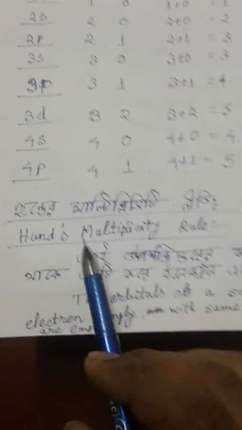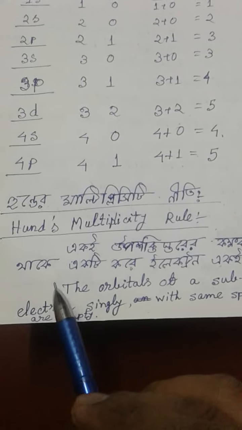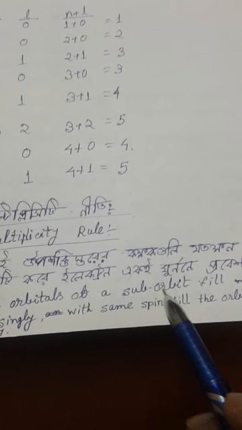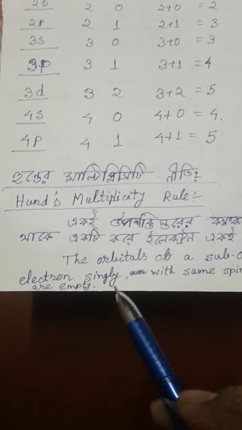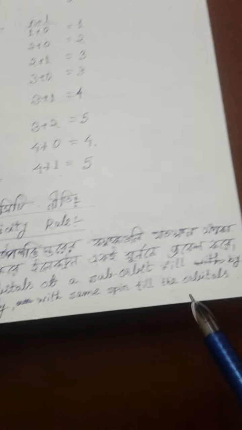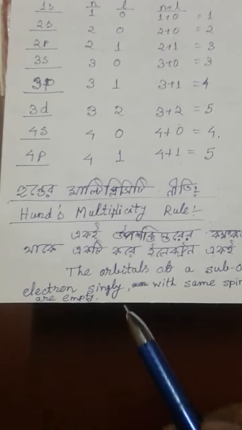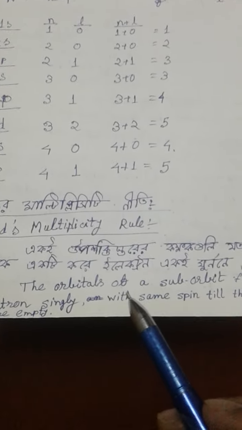The next principle is Hund's multiplicity rule, and the rule says the orbitals of a suborbit are filled by electrons singly with the same spin till the orbitals are empty. Now, what are the orbitals of a suborbit?